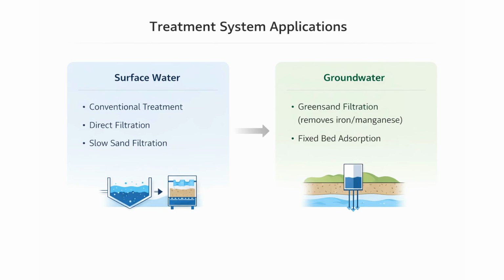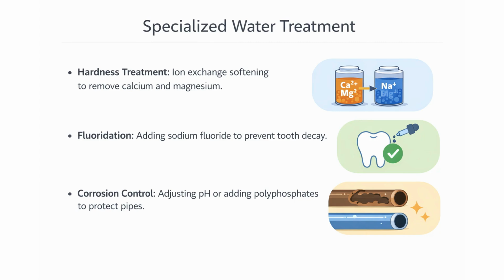Finally, some water requires specialized treatment. If the water is too hard, we might use ion exchange to soften it. We also often add fluoride to help prevent tooth decay in the community. And if the water is corrosive, we adjust the pH or add protective chemicals so it does not damage the pipes or leach harmful metals like lead.